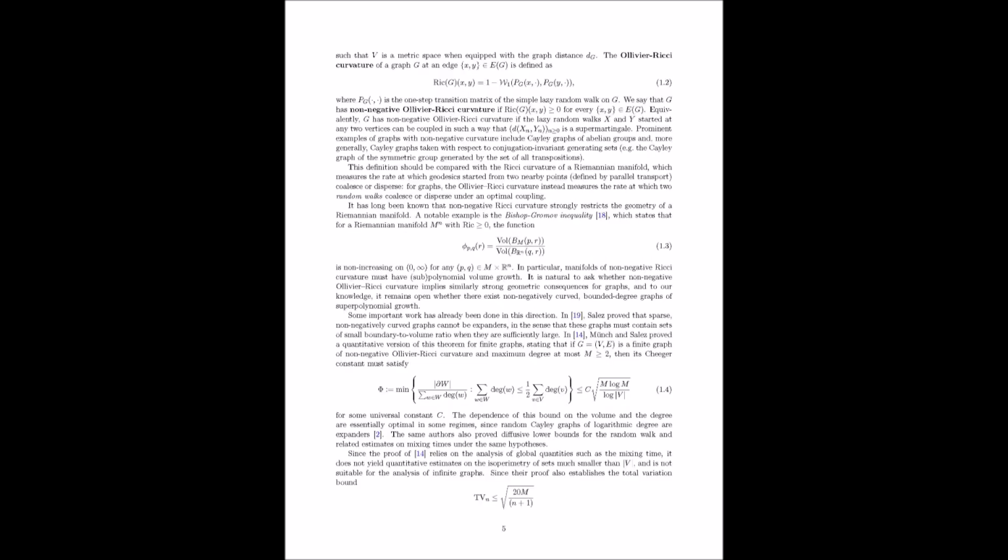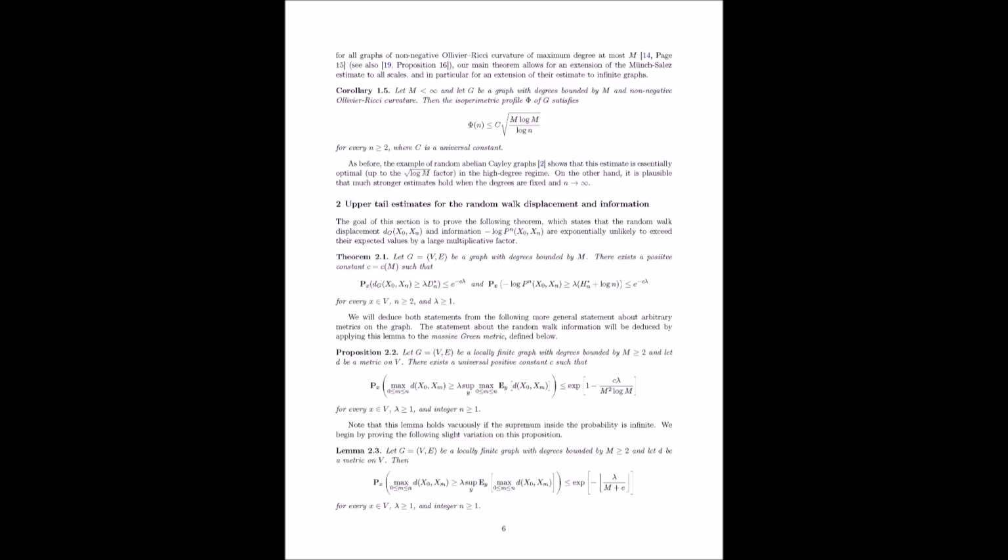So this paper is telling us that for these expanding graphs, the random walk can't explore too efficiently. Precisely. And that leads to a pretty surprising result. Bounded degree graphs with non-negative Ollivier-Ricci curvature cannot be expanders.